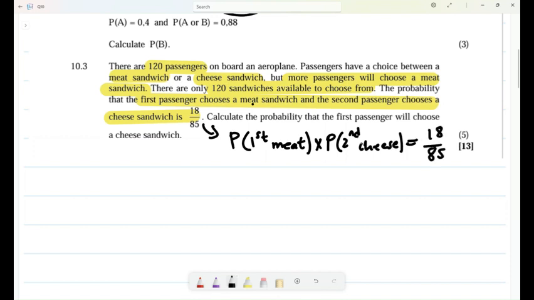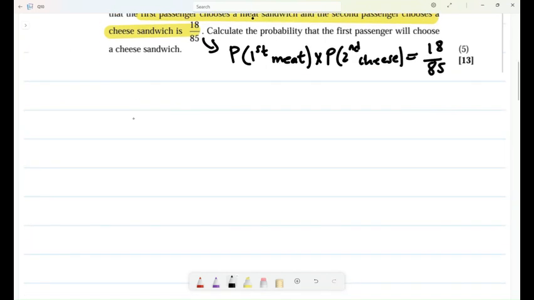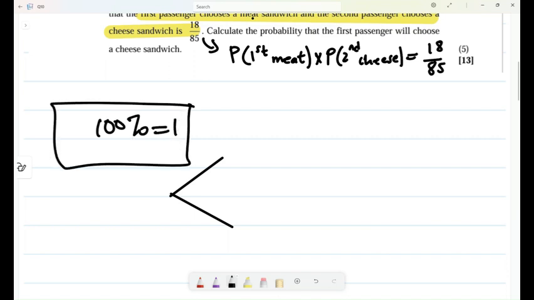This is me taking the information. All right. Now calculate the probability that the first passenger will choose a cheese sandwich. All right. Now, one thing I want you to realize is that the probability is always equal to 100%, or it is equal to 1. Your sample space should be 1.